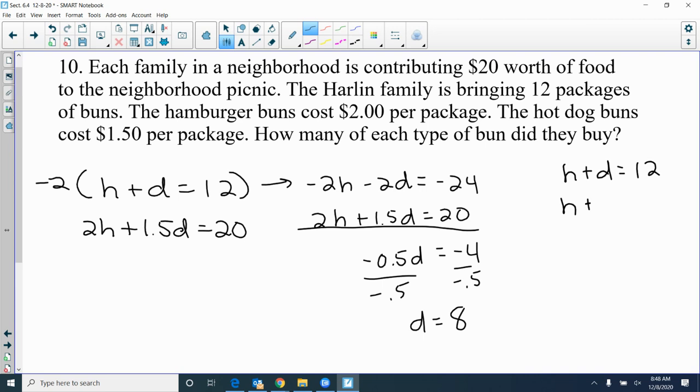Well, H plus D has to equal 12. D is 8. So you should be able to just figure this out. Subtract 8, you get H equals 4. So you should get 4 packages of hamburger buns, 8 packages of hot dog buns. Okay, for that one. Now, I know we set those up, but you gotta make sure you multiply through.